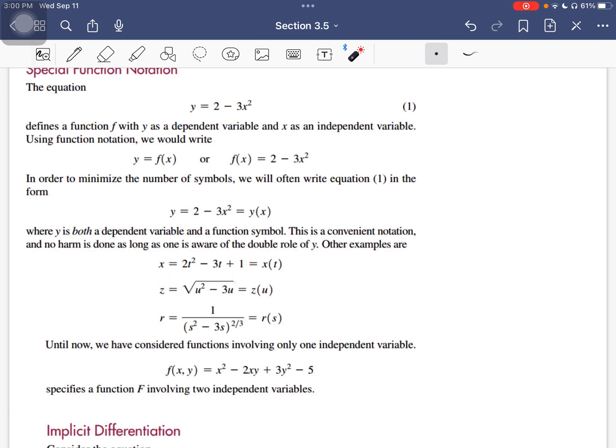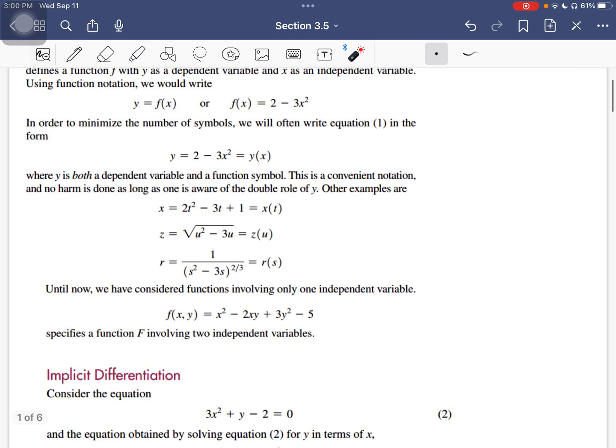We have x is equal to 2t squared minus 3t plus 1. And in this case, x is now our dependent variable, and it is a function of t, where t is our independent variable. So our values for x that we get here depend on what we have for t. And then we would write it like this, emphasizing that x is a function of t. And similarly for these two equations, z and r, that we have here.